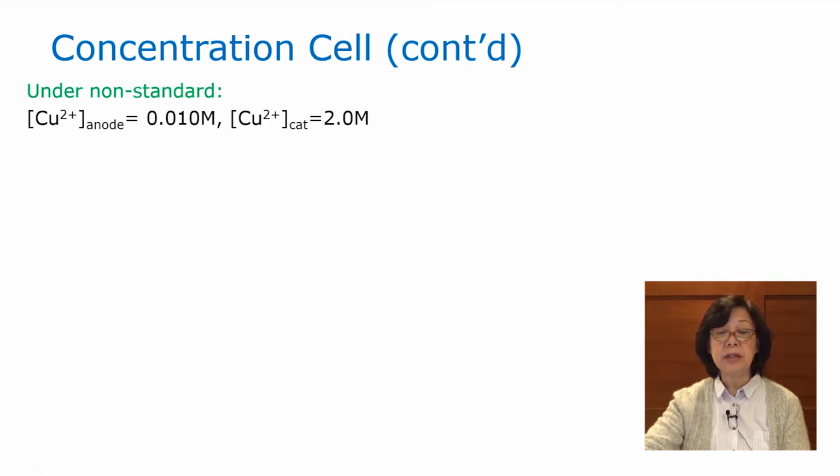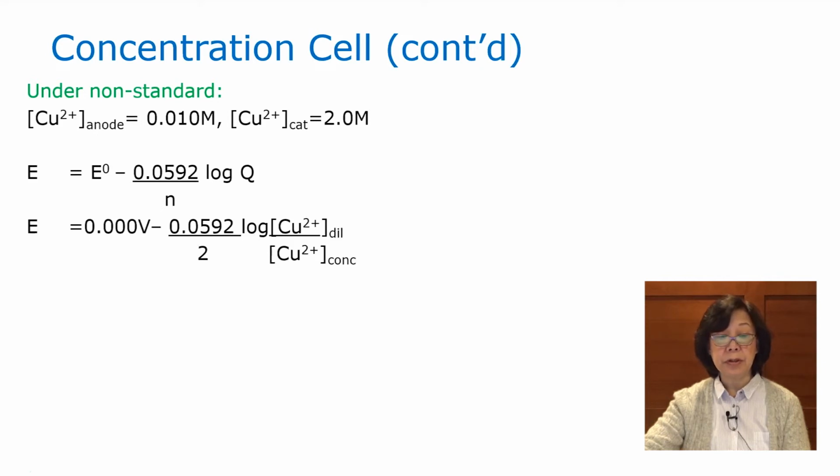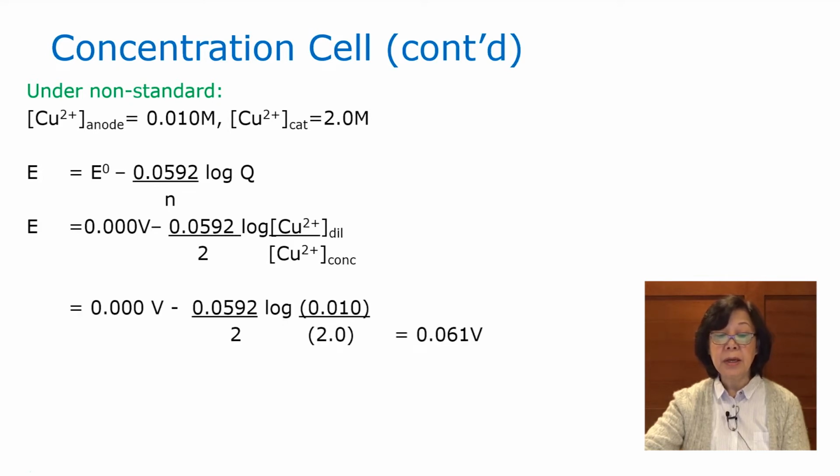However, the concentration cell will make use of the change in the concentration to drive the electron. Let's say we change the concentration of the anode from 1 molar to 0.01 molar, and the concentration of copper ion at the cathode to 2 molar. Now we apply the Nernst equation, and we calculate. Make sure that you put the dilute solution concentration over the concentrated concentration of the solution. And now we end up with 0.061 volts.